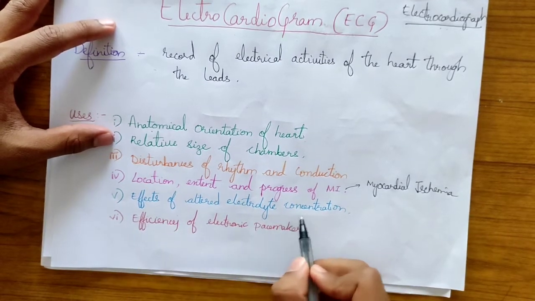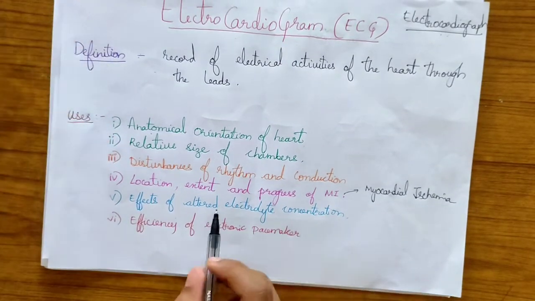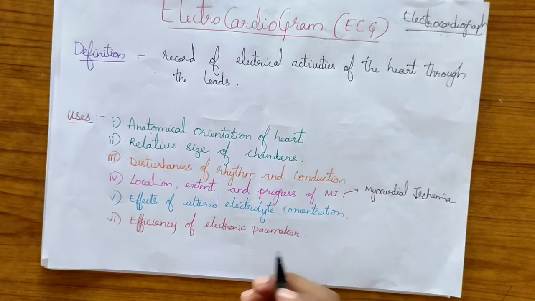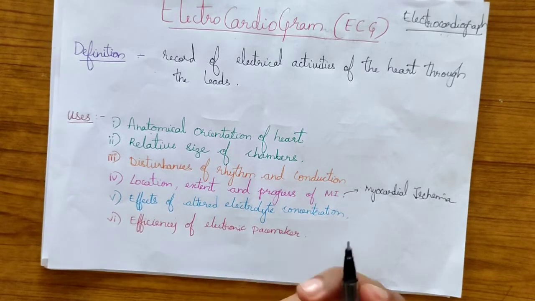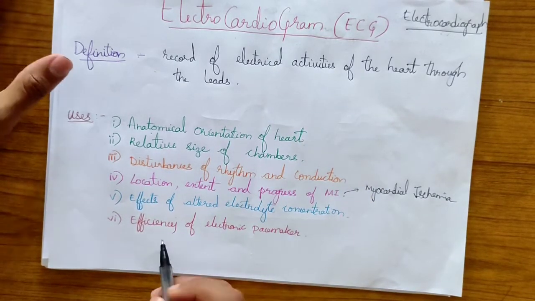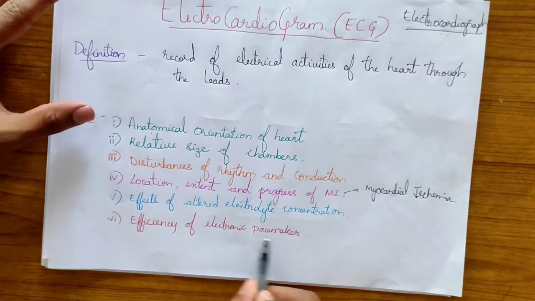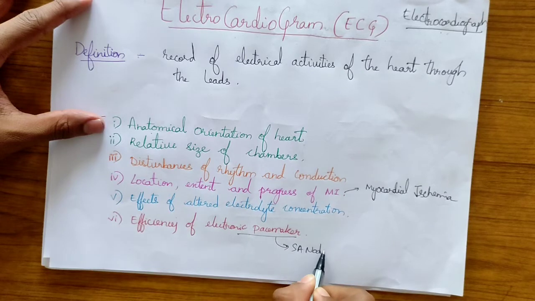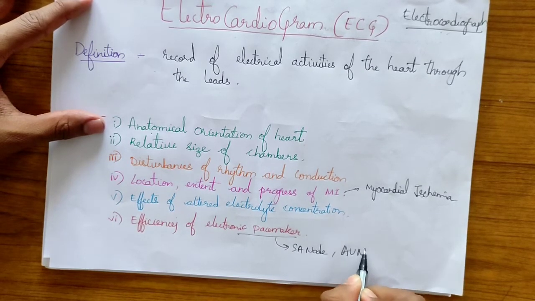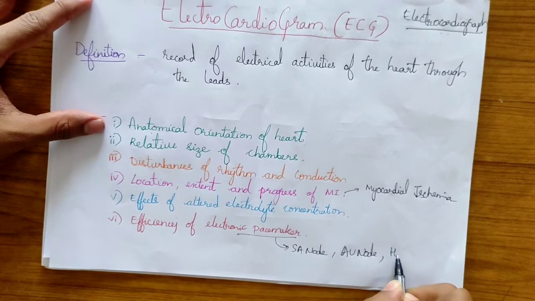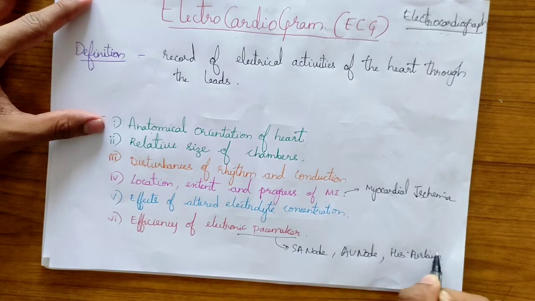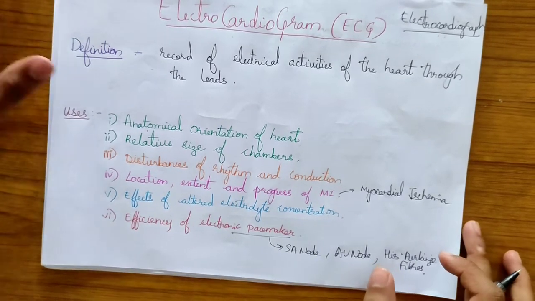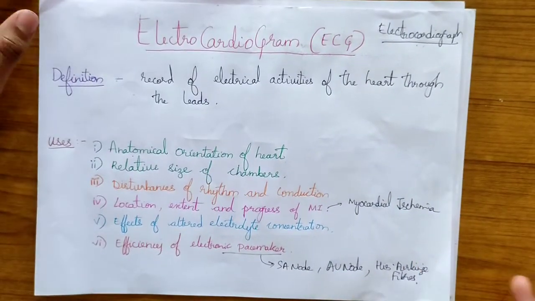Effects of the altered electrolyte concentration. So the electrolyte concentration of the heart can vary. So we can determine it by the electrocardiogram. We can also detect the efficiency of the electronic pacemaker, that is nothing but the SA node or the AV node or the His-Purkinje fibers. So these are the uses of the electrocardiogram, or which we call ECG.